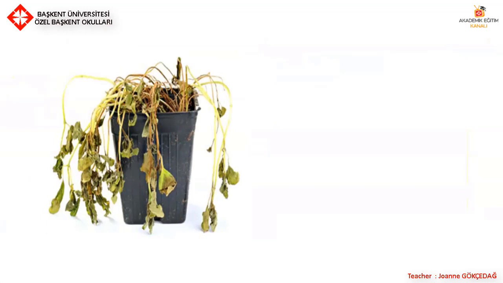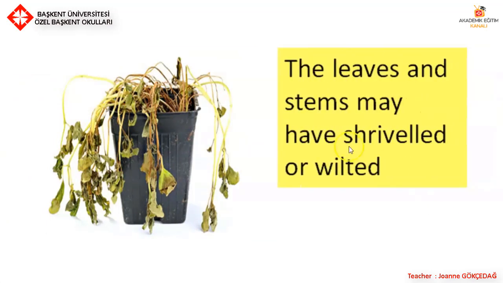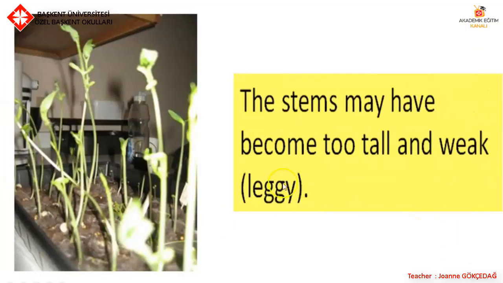Oh dear, this plant's not looking very good. The leaves and stems may have shriveled, got smaller, or wilted, they've gone down. Remember, a healthy plant grows up. You can see that this plant is not healthy. Again, the stems. They may have become too tall because they're trying to get the sunlight. They're very thin and weak.